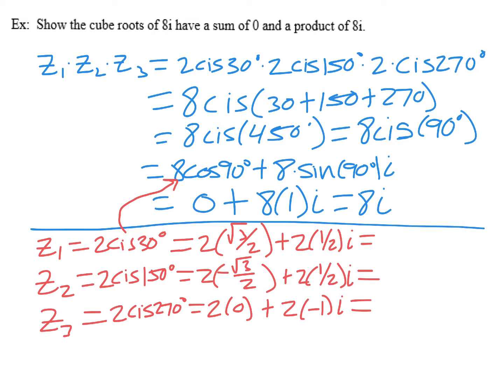I'm going to simplify each one of these, going back to z sub 1. Those 2's will cancel, so that is square root 3 plus i. Okay? That's in the a plus bi form, right? I took that first root and I actually converted it back to rectangular. You're going to see a bunch of 2's cancel. Negative square root 3 plus i.